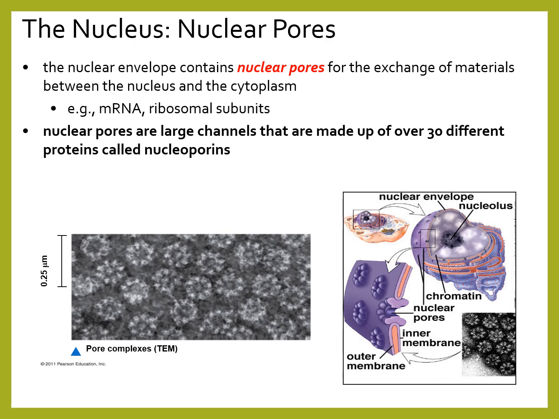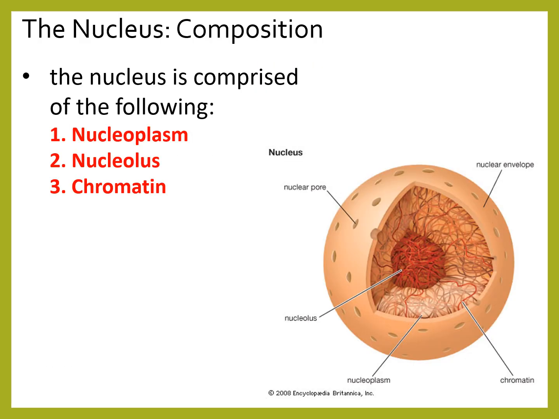And on this slide, you can see I've got a picture of what these nuclear pore complexes or nuclear pores look like. They look like little flowers. And over here on the right-hand side, you can see, again, very simply, that the nuclear envelope contains these nuclear pores embedded in them. The nucleus is composed of the following three things: a nucleoplasm, a nucleolus, and chromatin. So if you look inside the nuclear envelope, you will find the nucleoplasm, the nucleolus, and DNA in the form of chromatin. We're going to take a look at each of these three component parts of a nucleus.